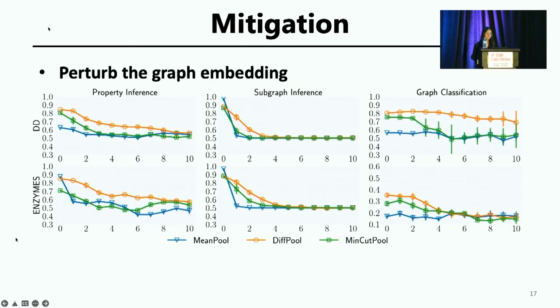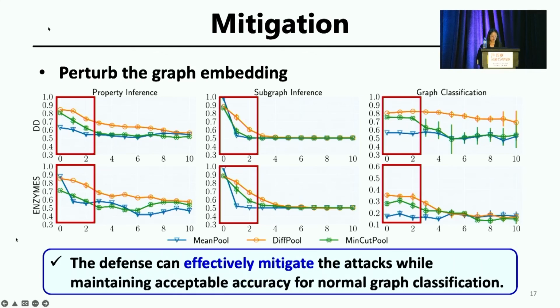And finally, we also investigate a simple defense mechanism, which is adding random Laplacian noise on the graph embedding before it is published. The x-axis here is the standard deviation of the Laplacian noise. The y-axis is the model performance. We observe that the defense can effectively mitigate the attacks while maintaining an acceptable accuracy drop for the normal graph classification task.